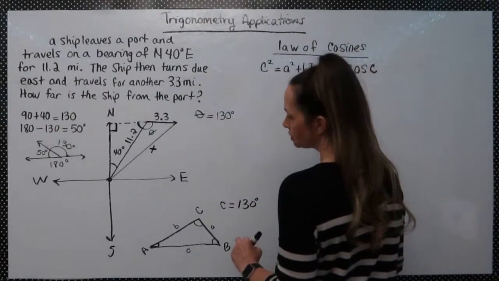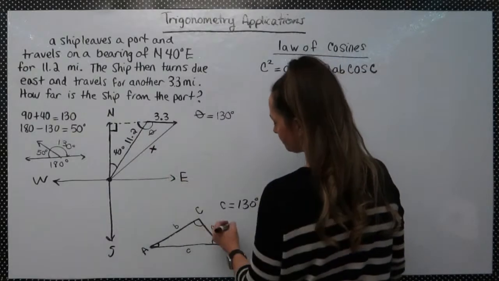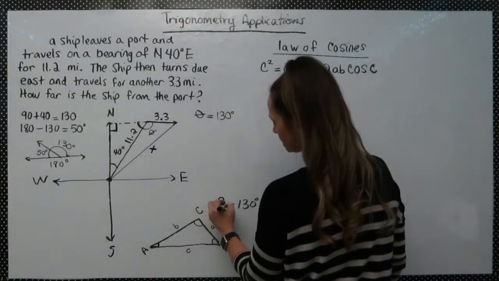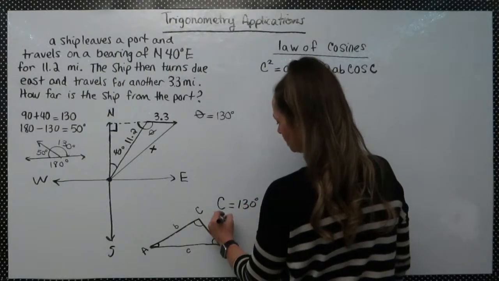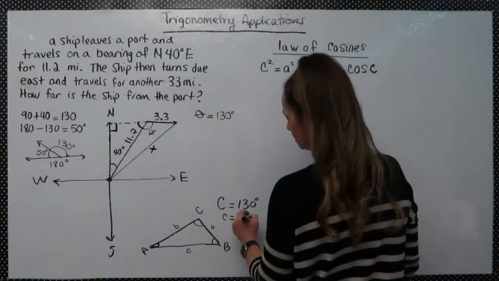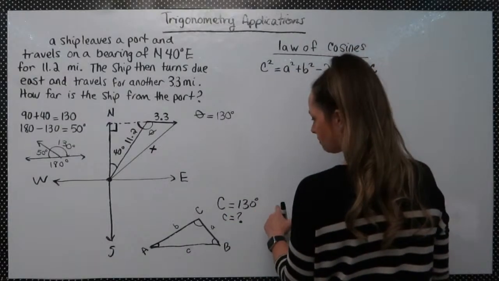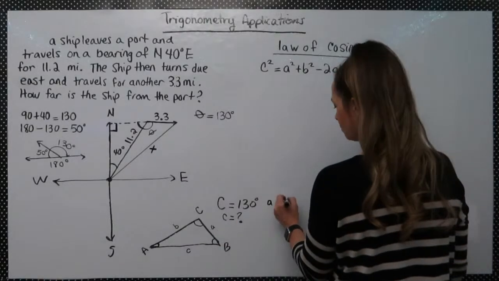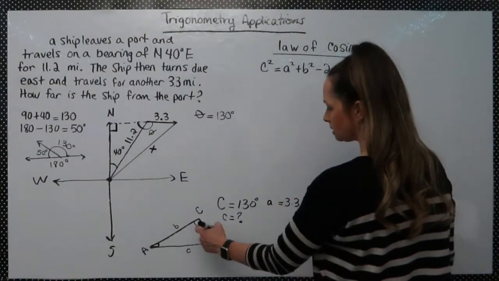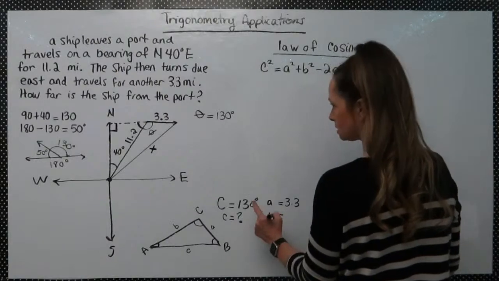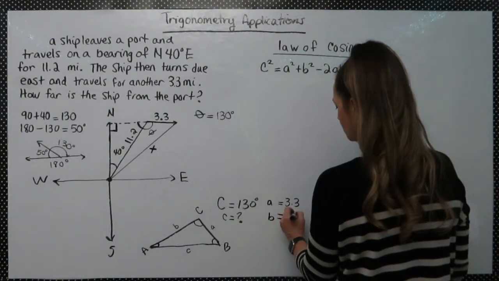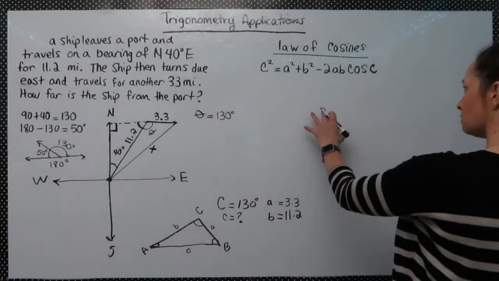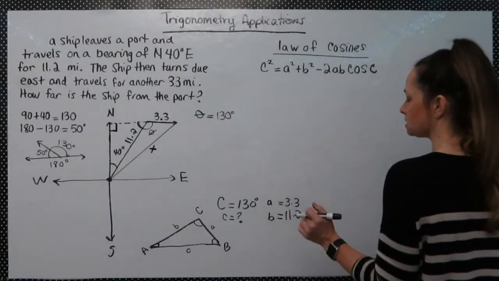Anything else we know on this triangle? We have big C, and then we're looking for little c. We don't know angle A, but we know little a. Little a is 3.3, and little b is 11.2. And again, I like lists. It helps me stay organized. That way I can just plug in and it makes it nice.